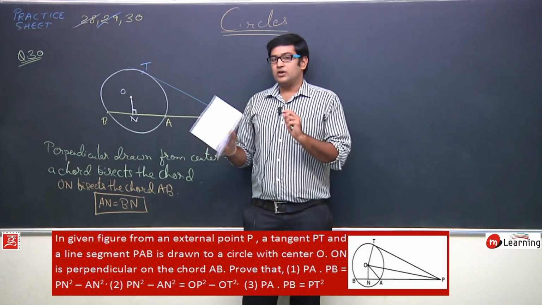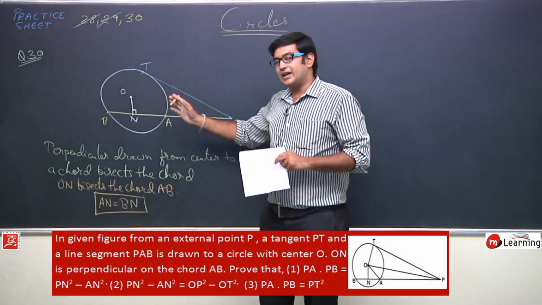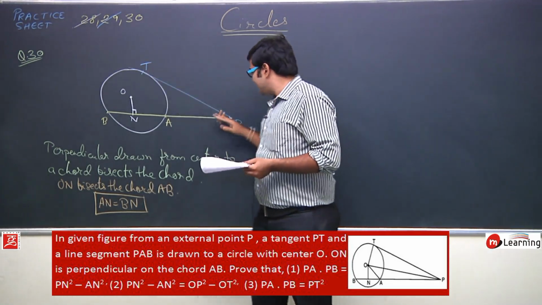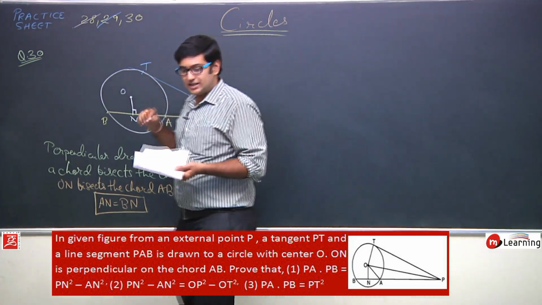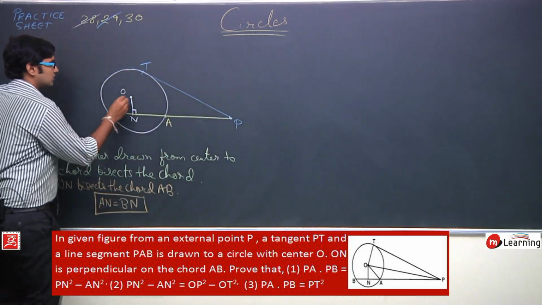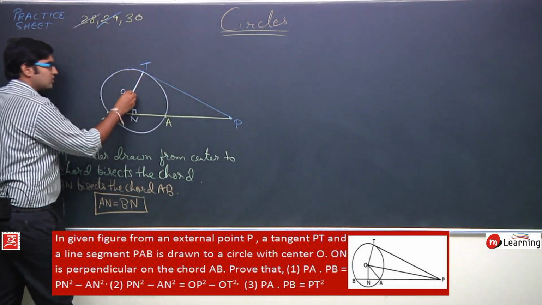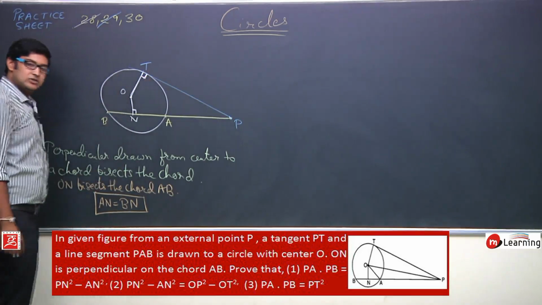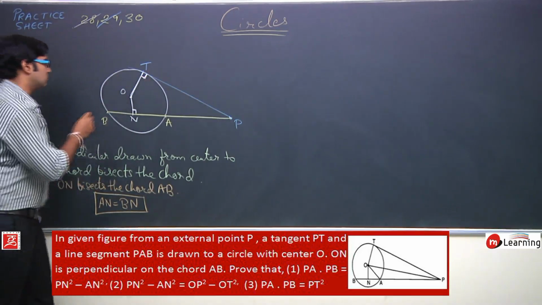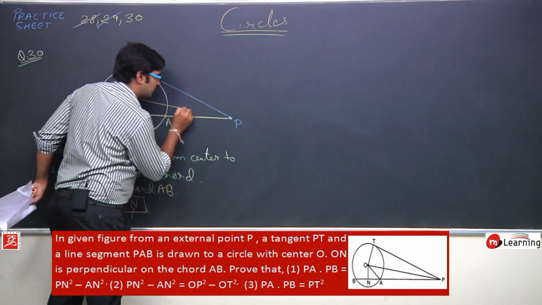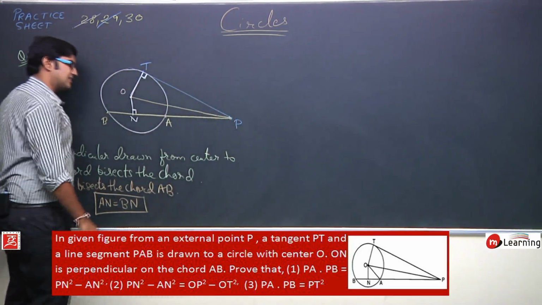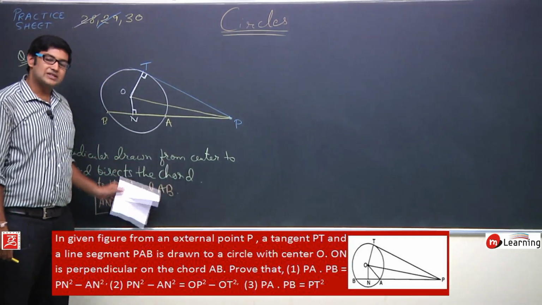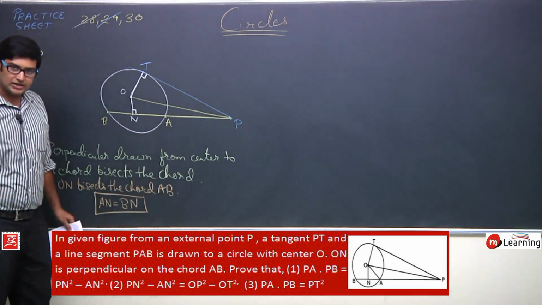So till now we have just drawn the diagram and tried to understand it. It says that this PT is a tangent to this circle, and this is OT. So PT is tangent, OT is radius, and this angle is 90 degrees. We also have O and P joined. This external point P is joined to this point O. So this is the interpretation of the given conditions.